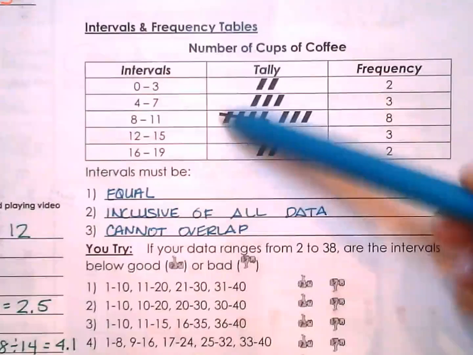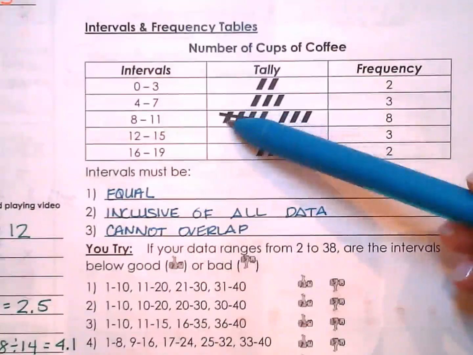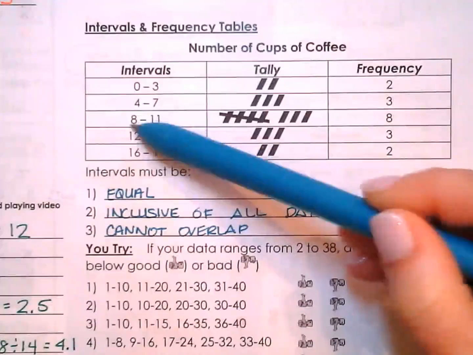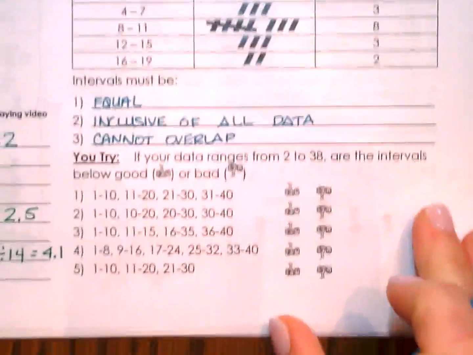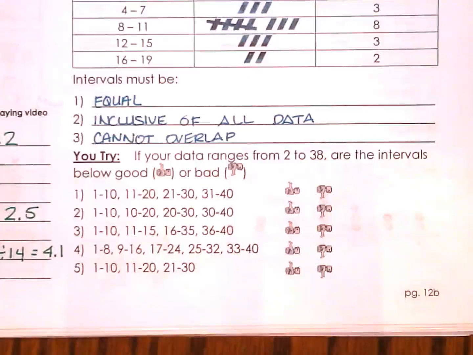All I know is that whoever answered the question, this person must have said something between 8 and 11. And that's why they're in that interval. All right? Let's take a look at some of the data here, and let's see if it makes for good intervals, okay?